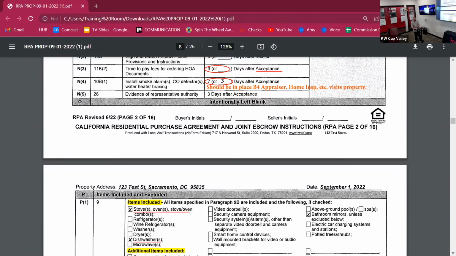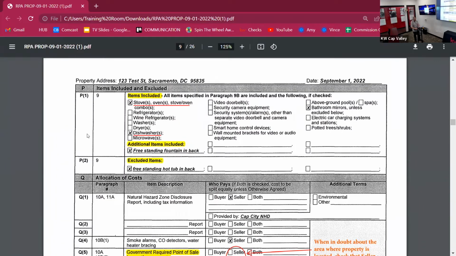Evidence of representative authority, 3 days after consent. What does that mean? Representative authority would apply if the seller were a trust, a business, some sort of a corporate entity, a bank, anything like that. And evidence of representative authority is a document stating that the person signing the contract has the authority to sign. Again, buyers' and sellers' signatures. We go to the top of the next page. At a half hour, I've got to try to flow through this.